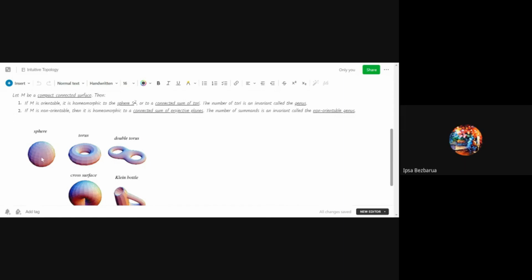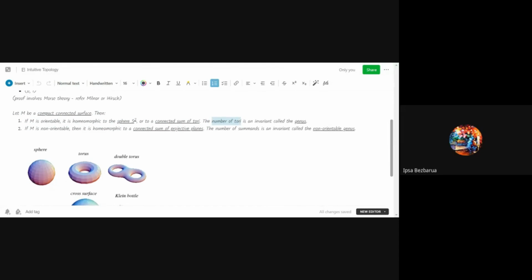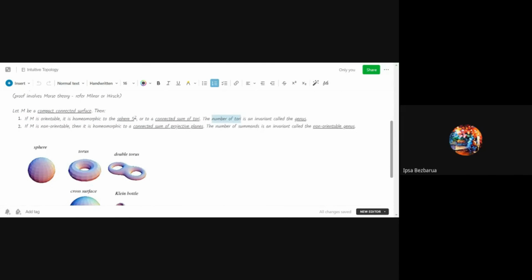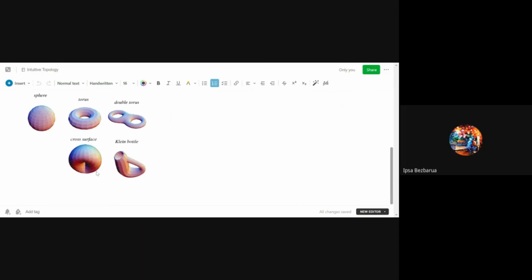So any orientable surface will either be homeomorphic to the sphere or to a torus or to a double torus or a triple torus and so on. And the number of tori that I have used in making this connected sum is an invariant called the genus. And if M is non-orientable, then it is homeomorphic to the connected sum of projective planes.